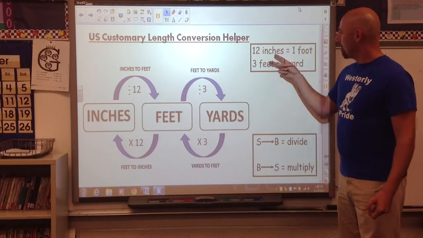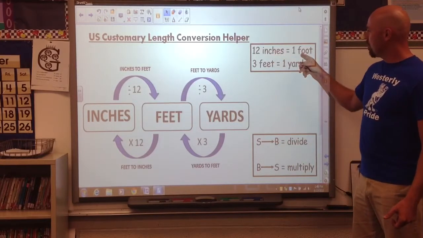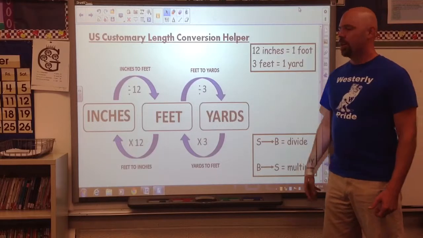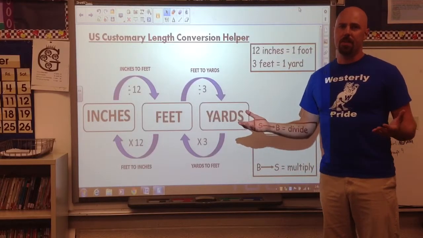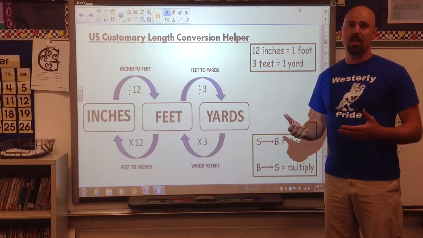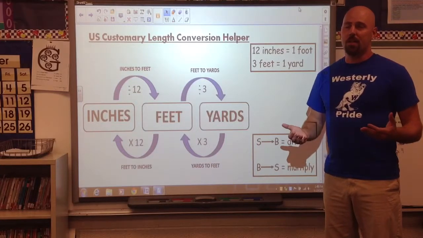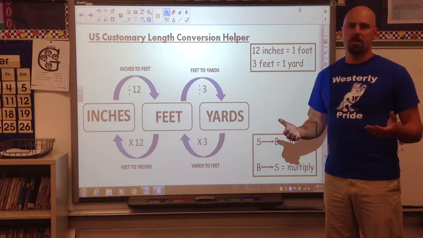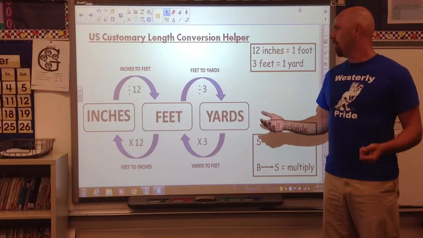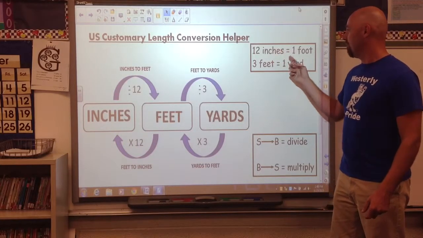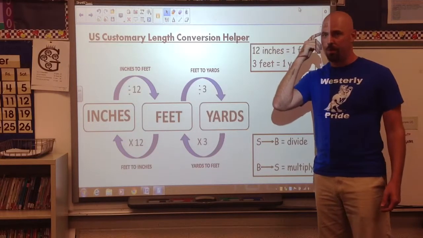Okay? We're going to start off with these two up here. 12 inches equals 1 foot, 3 feet equal a yard. You just got to memorize it. It's one of those things you just got to remember. It's like when I tell the kids, how do you know what B says? Well, you've just memorized it. You just see it and you know. That's one of those things I'm just going to know. 12 inches is a foot, 3 feet is a yard. We've got to put that into our memory.